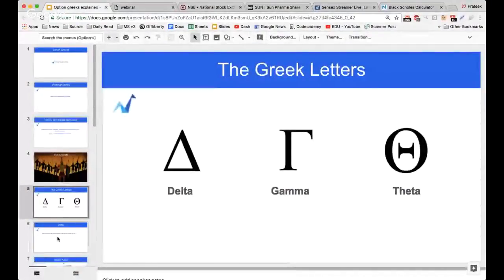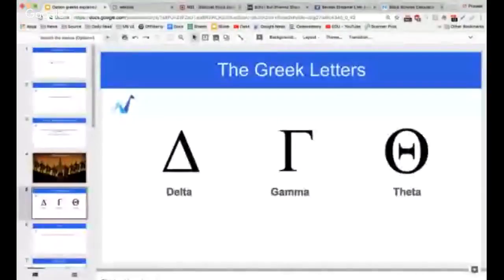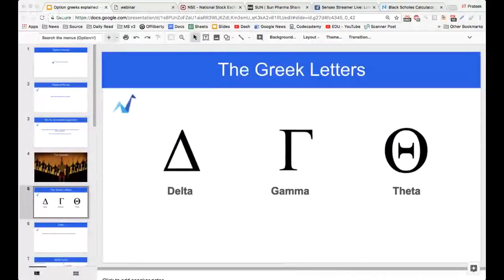All right, first let me start with delta. Now, I need to get some basic questions done. If I buy a call option, do I want the market to go up or down? Can you give me an answer? Or do I want the stock to go up and down? Who can give me the answer?